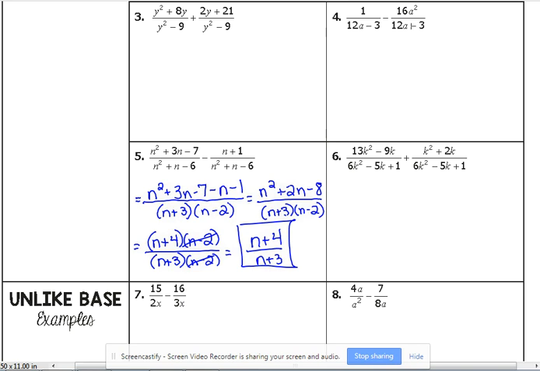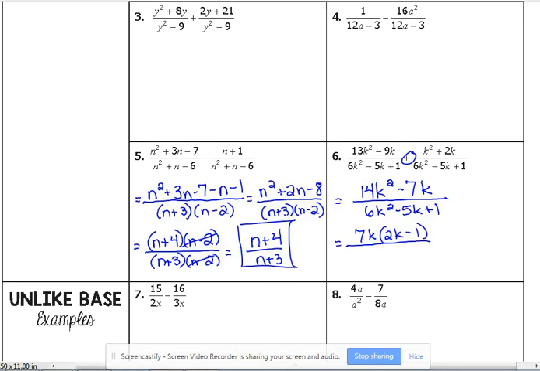Okay, one more, number 6. Okay, we have the same denominators, so let's go ahead and combine, and it's plus, so let's just go ahead and combine like terms. 14k squared minus 7k. And let's just leave the denominator for this moment. Okay, what can we factor out of the numerator? 7k. So we're left with 2k minus 1.